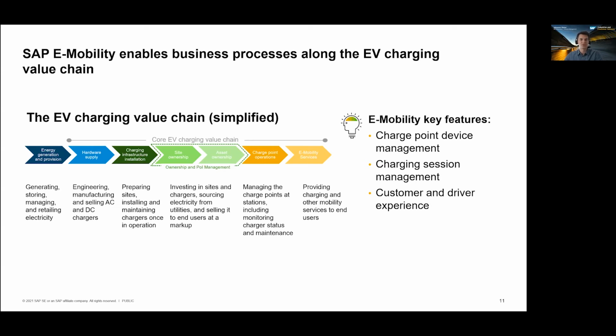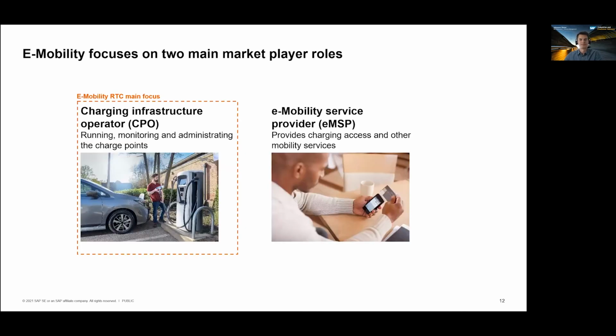So the SAP E-Mobility solution focuses on the two last roles, the Chargepoint operator and the EMSP, the E-Mobility service provider. I will explain those two roles in more detail on the next slide. So the CPOs, the charging infrastructure operators, set up the charging networks. They onboard the Chargepoint hardware from a large number of providers and ensure an optimal EV charging process.